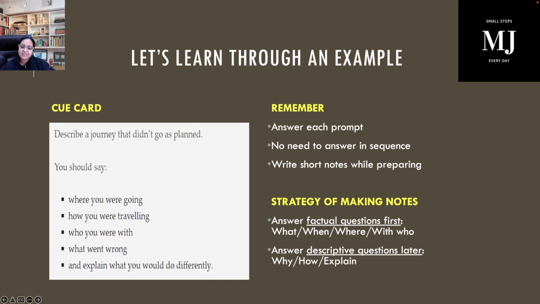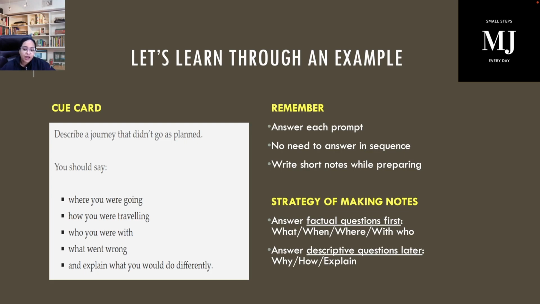But before that, let's see one more thing. Please remember to answer factual questions first, guys. Why? Because these factual questions are easy to answer. They're quick. They're fact based. For example, where you were going. So you have to answer with a place. It's just the name of a place. How you were traveling. The mode of transport. Who you were with. The people, right? Now, these are factual questions that can be answered very quickly. So just answer them and move ahead quickly.